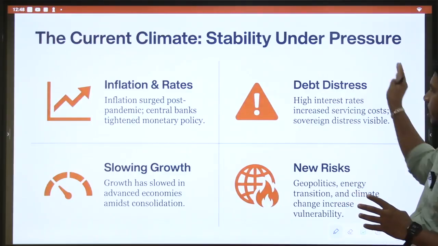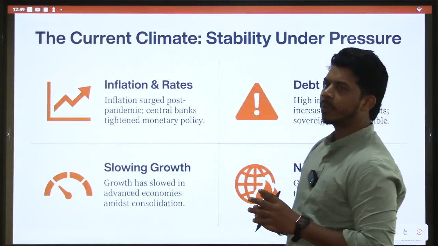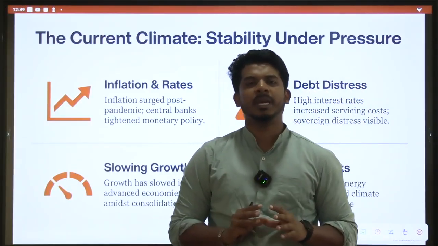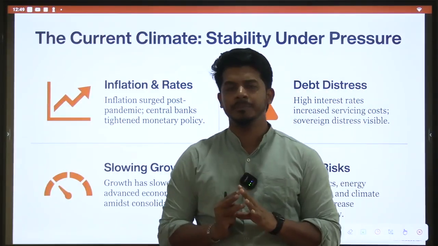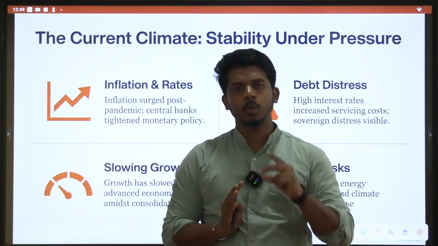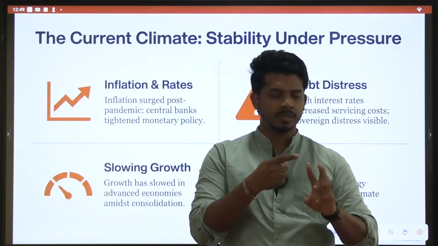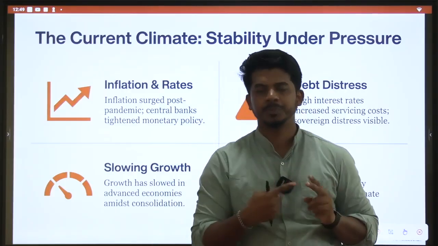Now let us focus on this debt component, because of all the parameters needed for economic stability, India is doing well in all of them. The two things currently troubling India are, one, high debt, and second, depreciation of the currency.